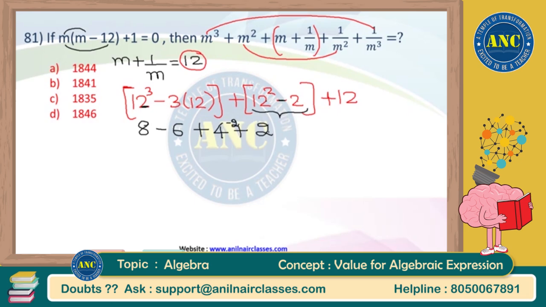And this 2 I wrote as it is. So now minus 2 plus 2 cancels. This is 8 plus 4, 12. 12 minus 6 is 6. Unit digit in the answer should be 6.